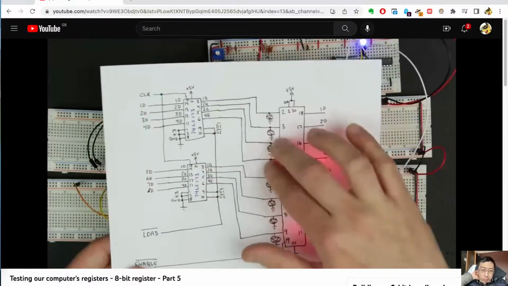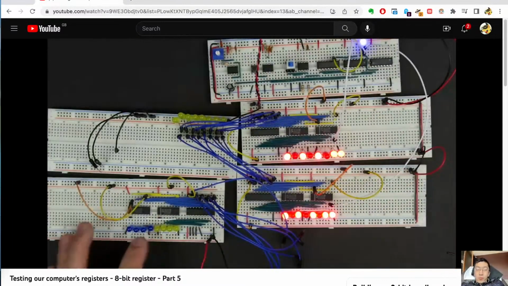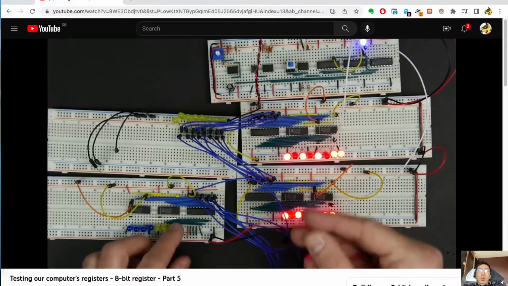But for the instruction register, only 4 of the bits are going to be output when we enable it. But otherwise, it's pretty much the same. So again, we can hook this up as well. So we've got the power here.